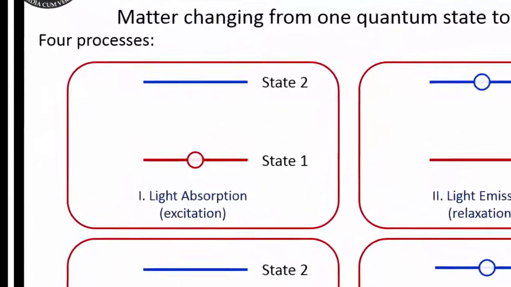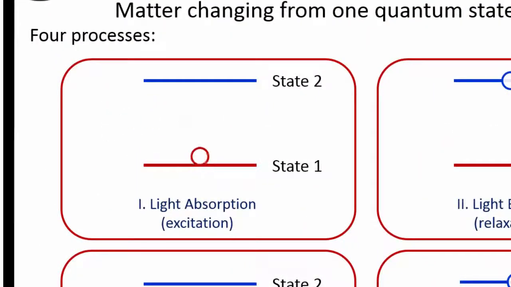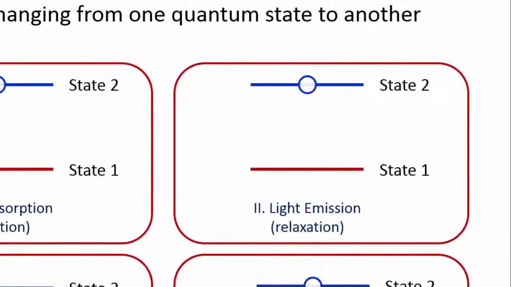In the process of absorption, the atom or molecule gains the energy of a photon and is left in a higher energy excited state. The process of emission is the opposite of absorption. In this case, an excited atom or molecule relaxes to a lower energy state by emitting a photon.